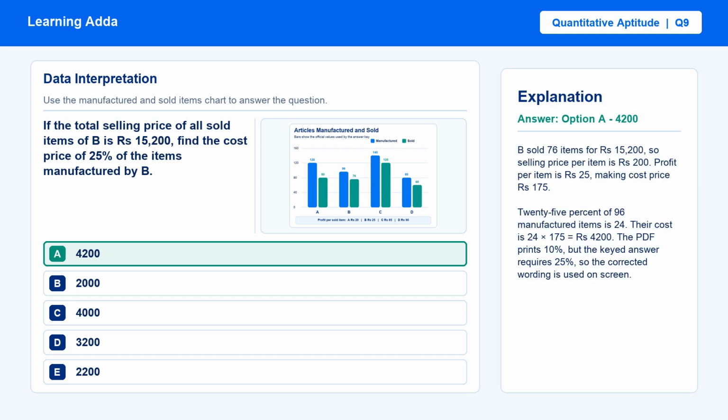The answer is option A, 4,200. B sold 76 items for rupees 15,200, so selling price per item is rupees 200. Profit per item is rupees 25, making cost price rupees 175. 25% of 96 manufactured items is 24. Their cost is 24 multiplied by 175, which is equal to rupees 4,200. The PDF prints 10%, but the keyed answer requires 25%, so the corrected wording is used on screen.